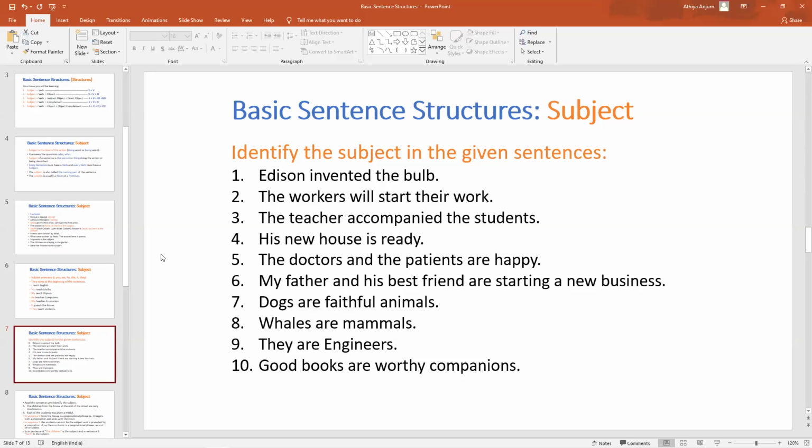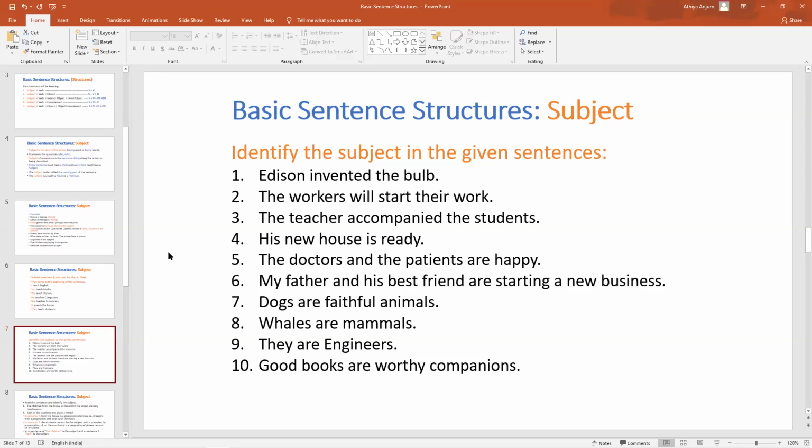The doctors and the patients are happy. Who are happy? Here you have a compound subject. The doctors as well as the patients. So both, the doctors and the patients, become your subject, right? My father and his best friend are starting a new business. So, if you ask a question, who is starting a new business? My father and his friend. So, again, compound subject, you have two there.